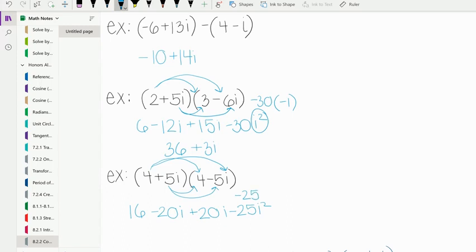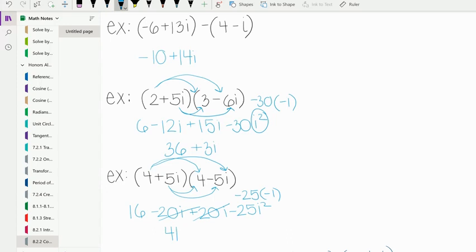Remember, i squared is -1. So we have -25 times -1, which is positive 25. So we have positive 25 plus 16, which is a positive 41. And then the -20i plus 20i cancels out. So this is a unique thing that happens when we multiply a complex number by the opposite.